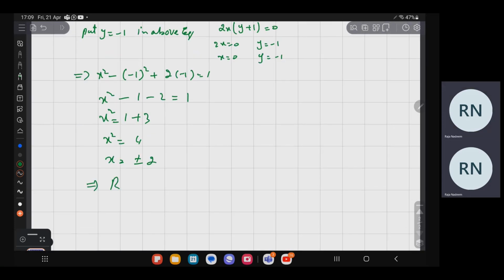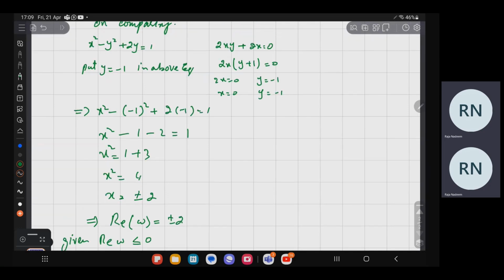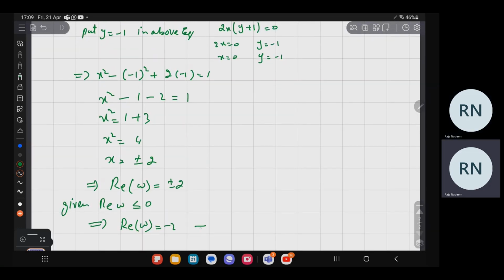What is x? x is basically the real part of w, and the real part of w is equal to plus or minus 2. As given, the real part of w is less than 0. So we take the real part of w equal to minus 2, and this value of the real part was obtained when y was minus 1. This implies that w is equal to x plus iy, where the value of x is minus 2 and the value of y is minus 1. So it is minus 2 minus i.